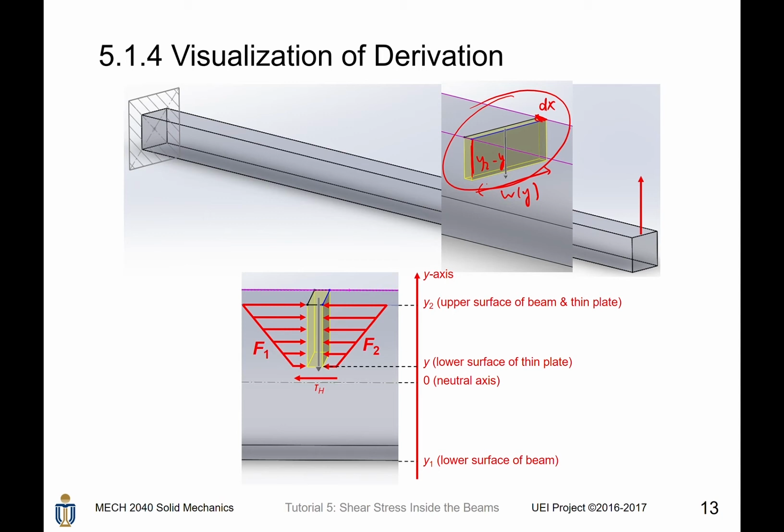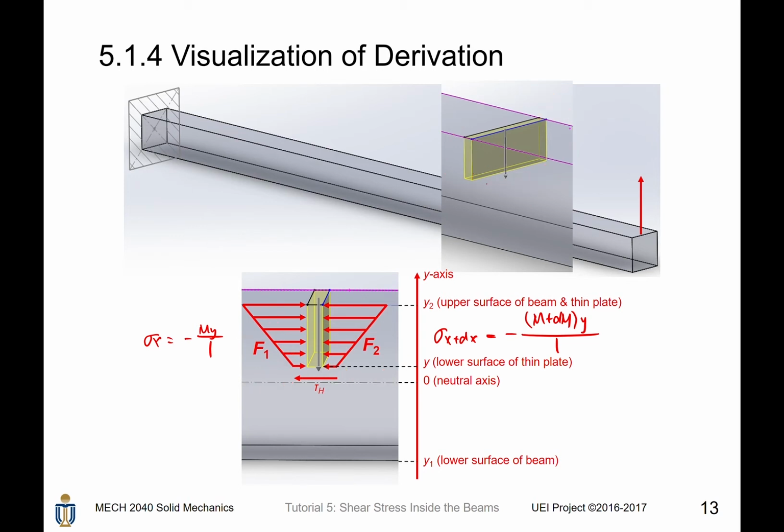But anyway, let's see. So for this differential stress element, there is direct stress F1 and F2, which is linearly distributed on the left hand side and right hand side. At the same time, there is a shear force tau h acting on the lower end of this differential stress element. So recall that on the left hand side, sigma x equals minus My divided by I. On the right hand side, sigma x plus dx equals minus M plus dM times y divided by I. Then we can do some integration to find F1, F2.